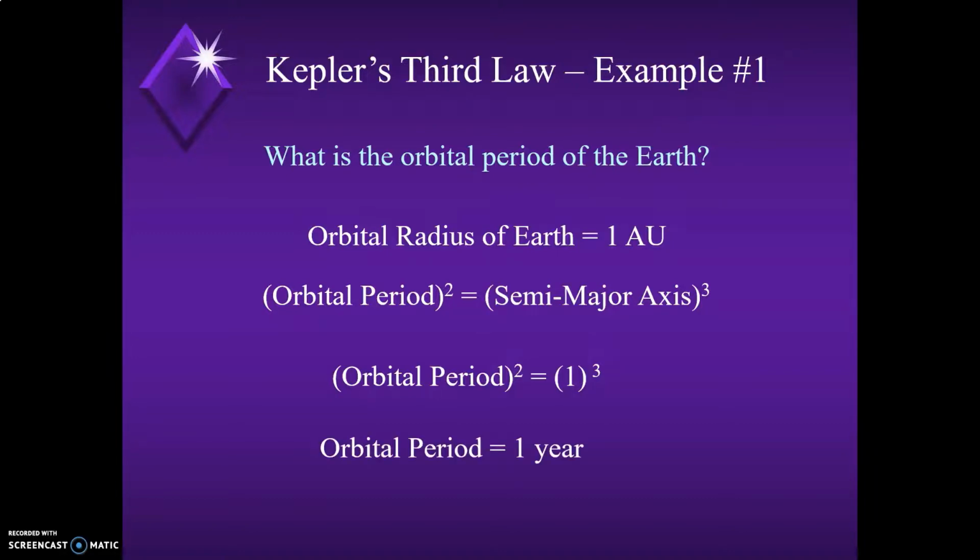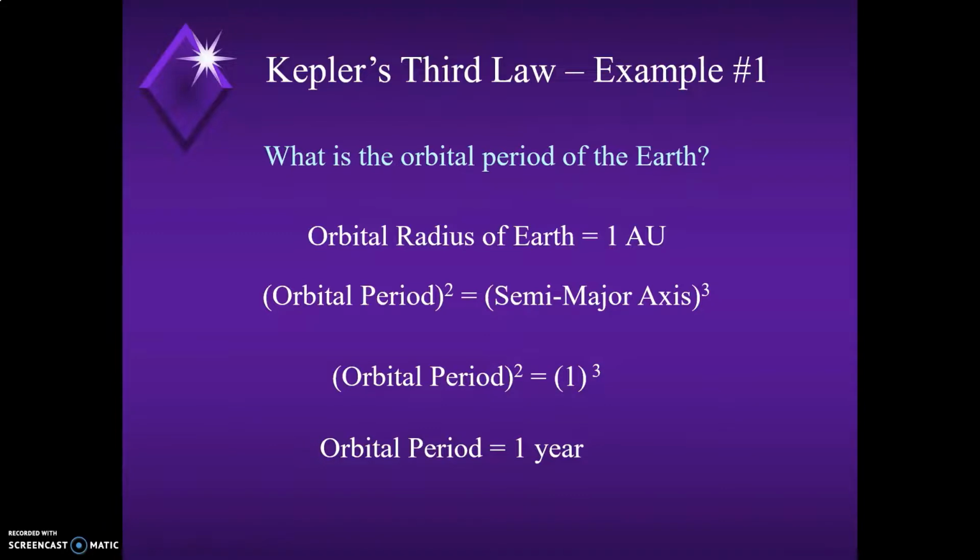Once I have the orbital period squared equaling 1, I can't just keep it as orbital period squared. I'm looking for the orbital period. So if this is a square here, we have to take the square root of both sides because we are looking for just the orbital period. The square root of orbital period squared equals orbital period. The square root of 1 equals 1. So the orbital period of the Earth is equal to 1 year.